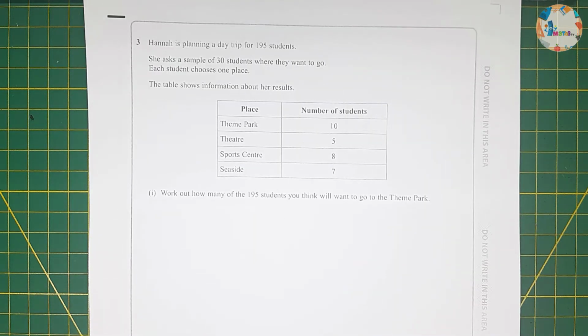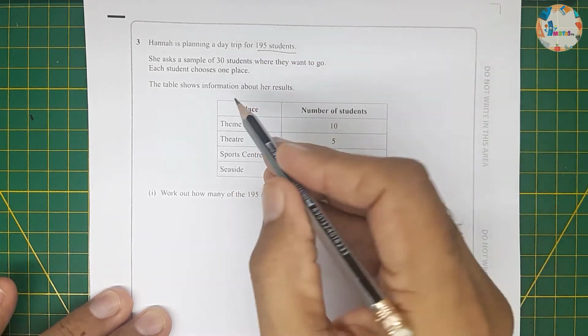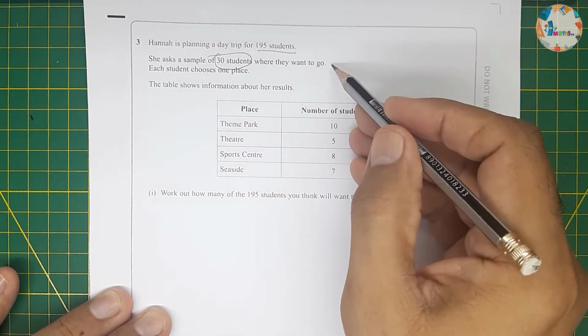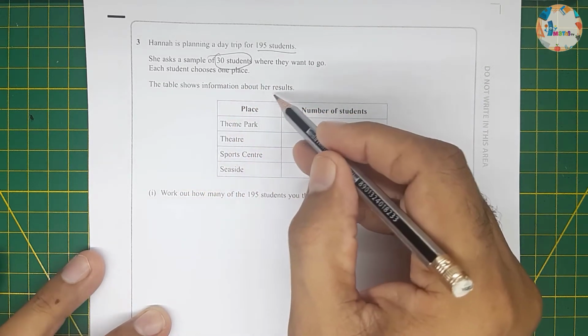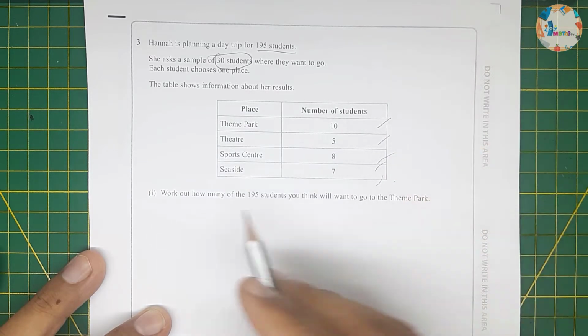Now question number 3. Hana is planning a day trip for 195 students. She asks a sample of 30 students where they want to go. Each student chooses one place. The table shows information about her results. This is the information which is provided.